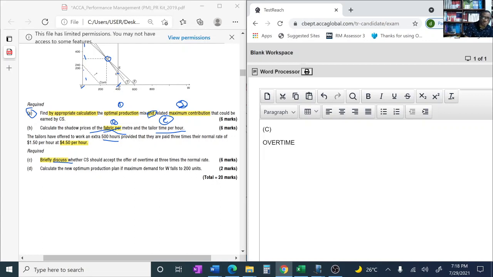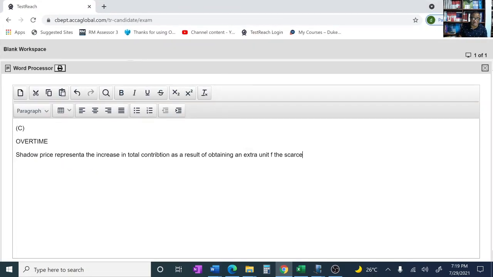Now, to start with, what do we know as a shadow price? One can say shadow price, or dual price, represents the increase in total contribution as a result of obtaining an extra unit of the scarce resource at the original price. So at least you have been able to demonstrate what it is.